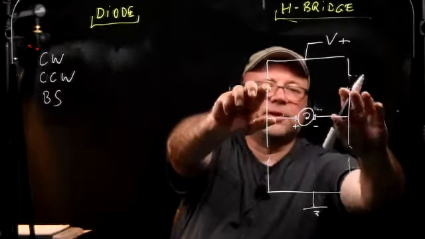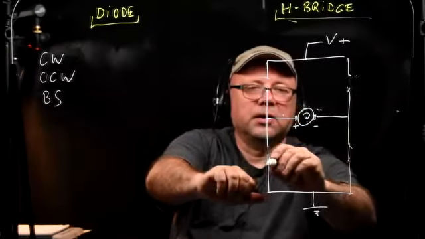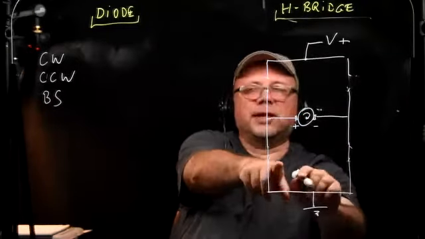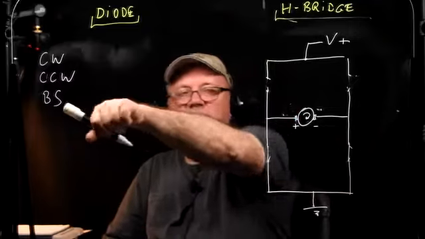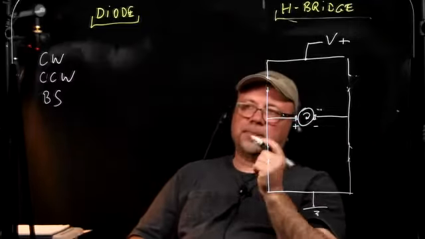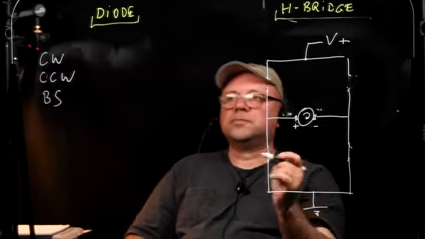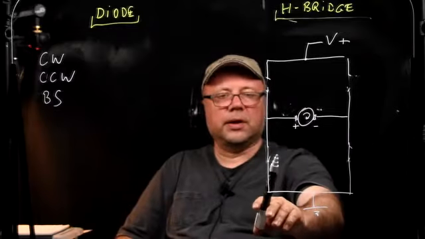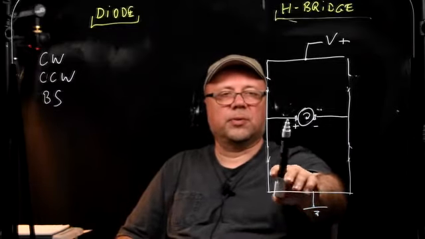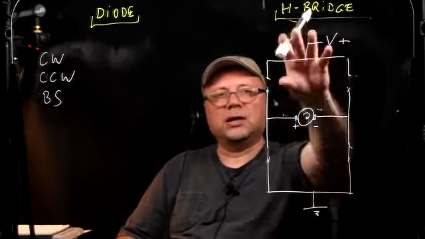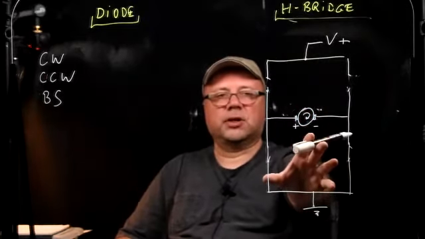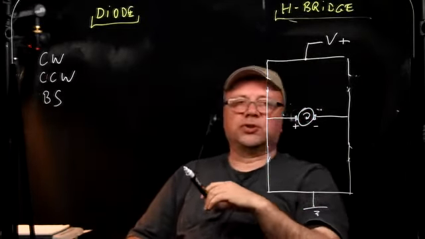Now, what if we close it the other way? Both terminals are tied to the negative. That also is going to give us the brake stop, because both terminals are tied to one or the other. And this is when both terminals are low. That's going to make the motor stop.